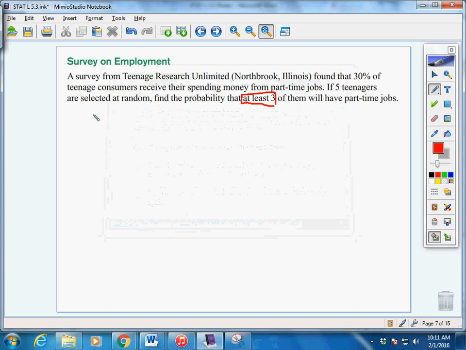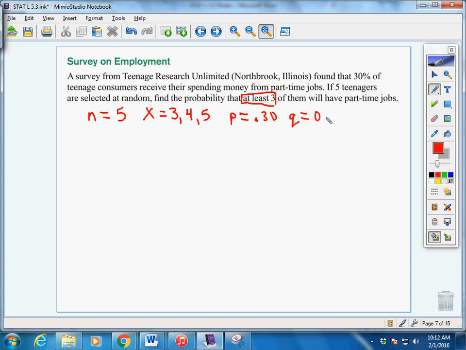All right, well, let's start figuring out the things we know. We need to know N, the number of trials: 5. We picked 5 teenagers at random. We need to know the number of successes. Since it says at least 3, we want to know when at least 3 receive their spending money from part-time jobs, or 4, or 5. And the reason we're going to find all 3 here is because it says at least 3. Could be 4, could be 5. Our probability is the 30%, so I'm going to write that as 0.3, and our failure is going to be 70%, since 30% is the probability, or 0.7.